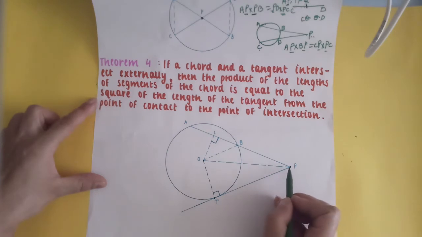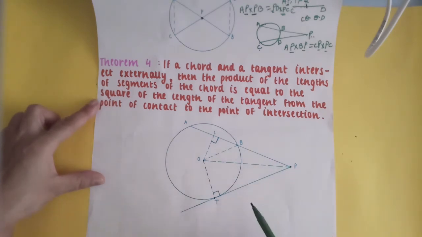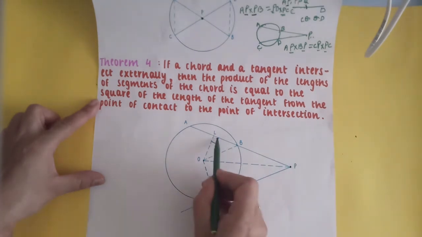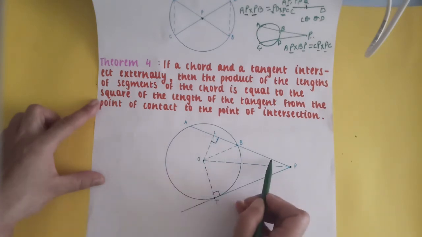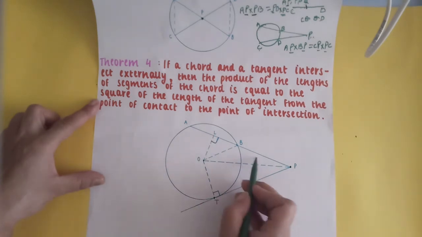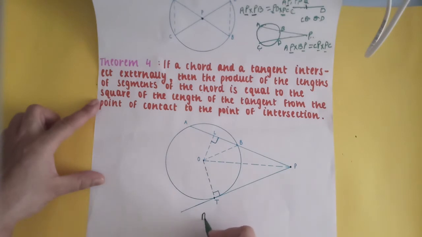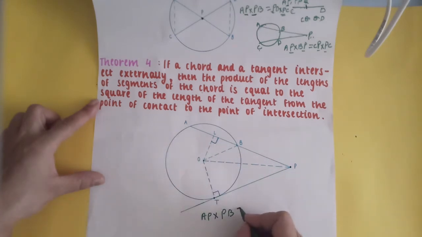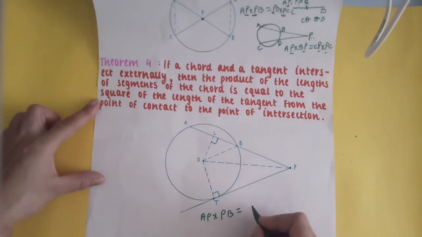So when we have a situation like this, when a chord and a tangent intersect at the point, then the products of the segments of the chord. Now tell me, what are the products of the segments of this chord? They are AP into PB. Then the products of the segments of the chord is equal to the square of the length of the tangent. What is the length of the tangent? PT. Then square of the length of the tangent.